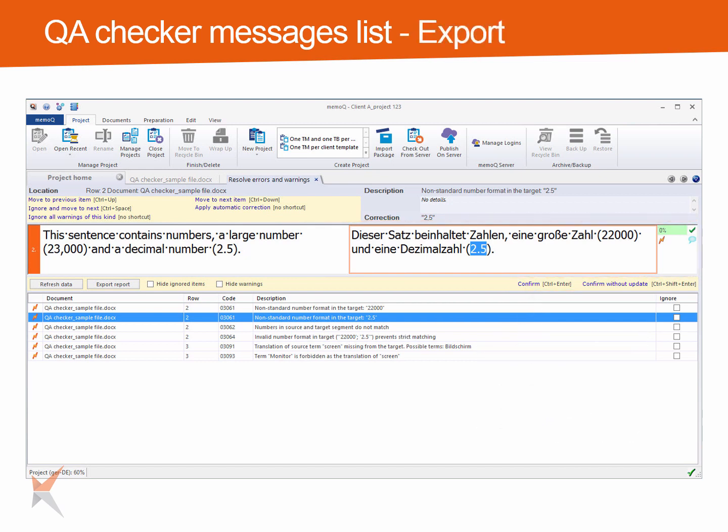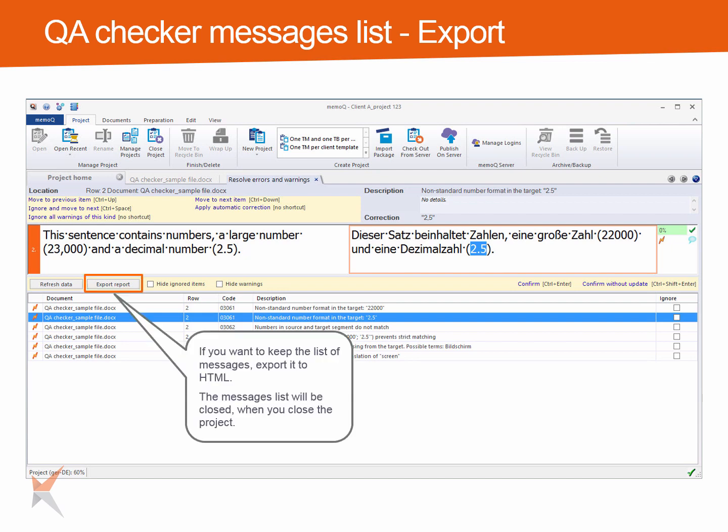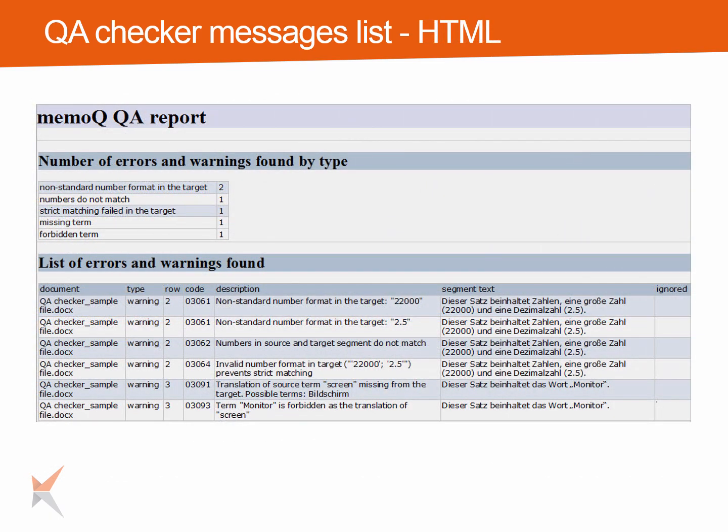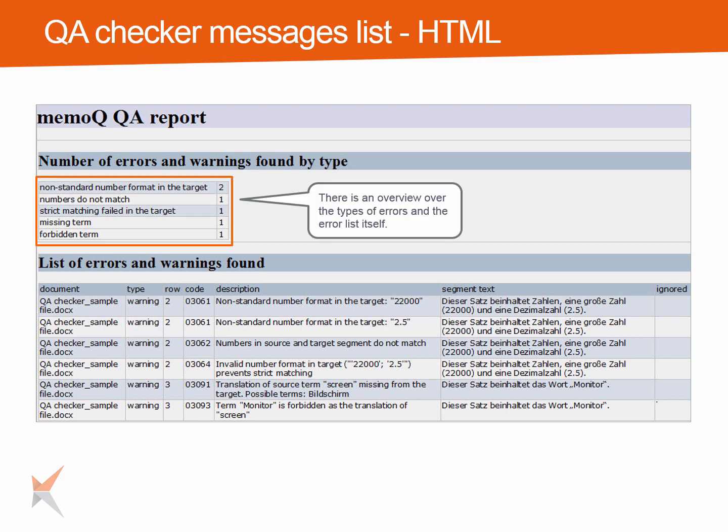As the list of errors only exists as long as you have the project opened, you might want to export the list of error messages. Click on the Export button to save the list of error messages to an HTML file. The HTML file lists the details from the error messages list and an overview over the types of errors that were encountered.